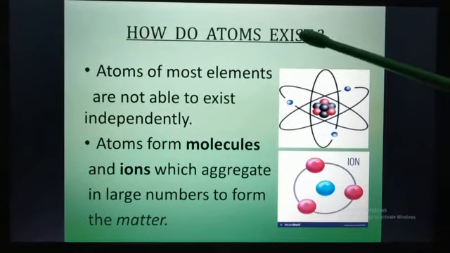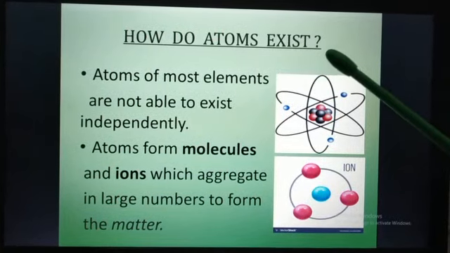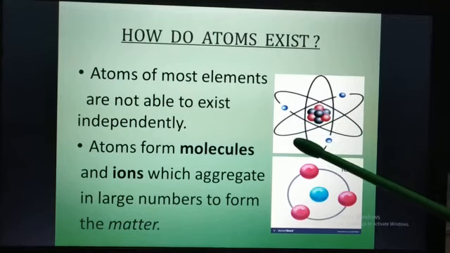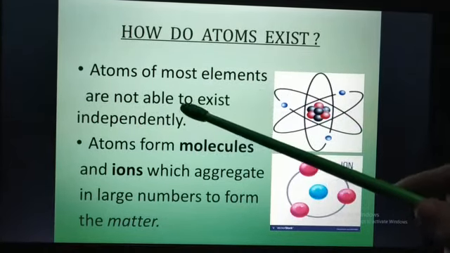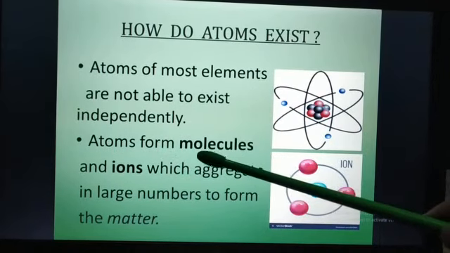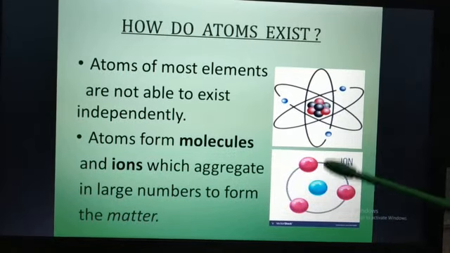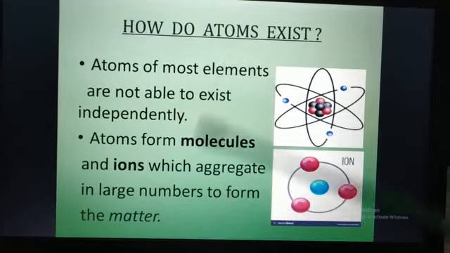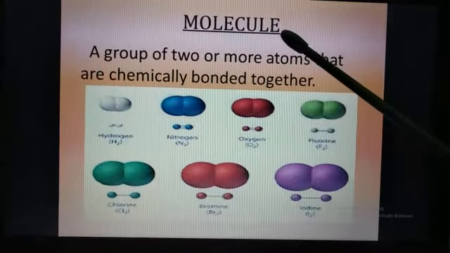Coming to the next topic, how do atoms exist? All of you know that an atom is the smallest particle of matter which may or may not exist independently. Atoms of most elements are not able to exist independently. They combine with each other to form molecules and ions, which aggregate in large numbers to form the matter.